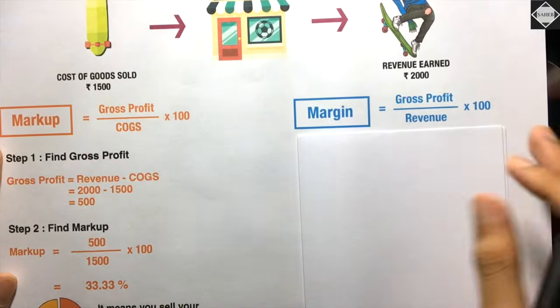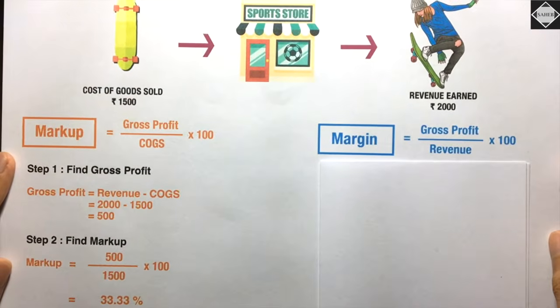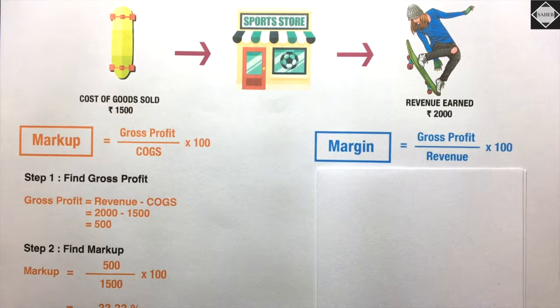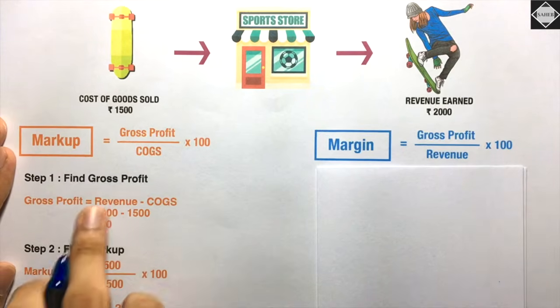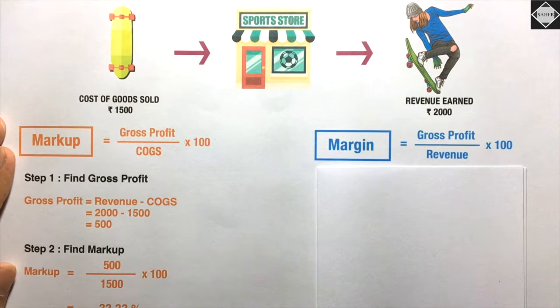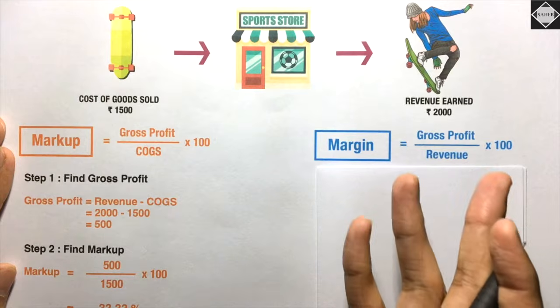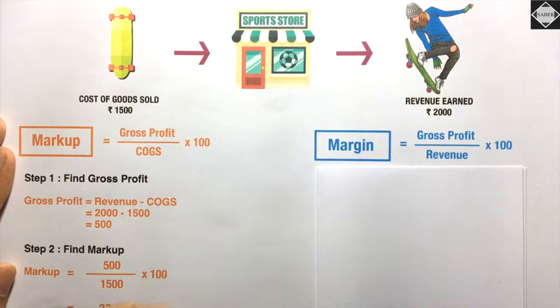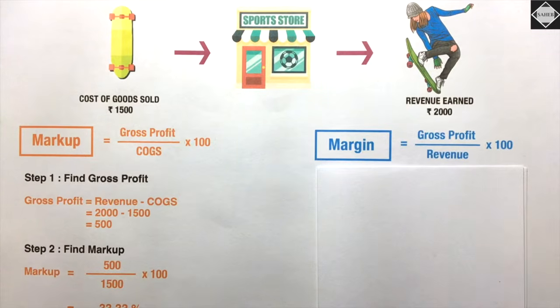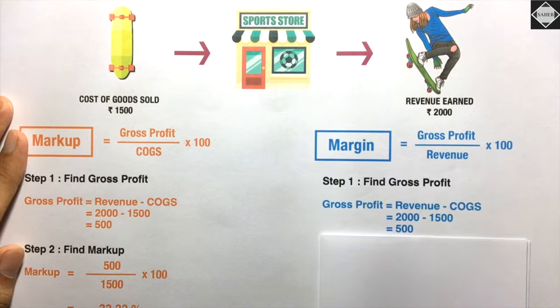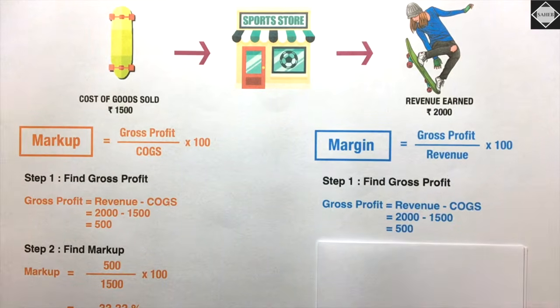Now let's move on to the margin. So how do we calculate the margin? The same way. First you have to find the gross profit. Will the gross profit change over here? Of course not. It's the same transaction, same activity. How can the gross profit change? Even if there are 100 transactions, the transaction won't change. The gross profit will be the same. See here, gross profit is equal to revenue minus COGS, 2000 minus 1500, 500, the same calculation, right?